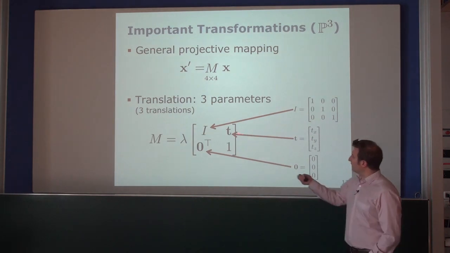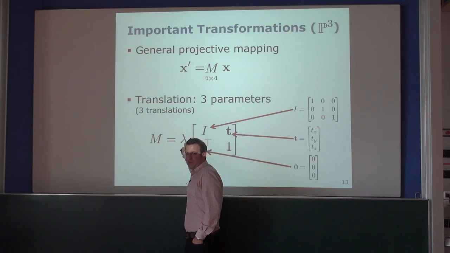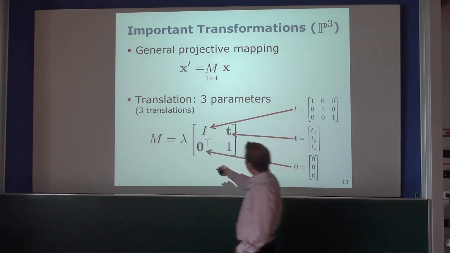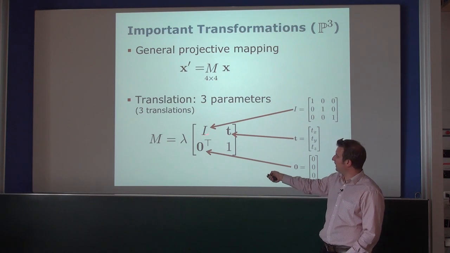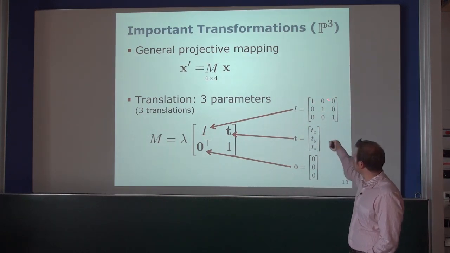And this is how the matrix looks. Our matrix M has any scale factor. This doesn't matter because we are living in the homogeneous coordinates, so the scale factor can be any value. And then M has this form. This I over here is an identity matrix, specifically a 3x3 identity matrix. So it looks like this.